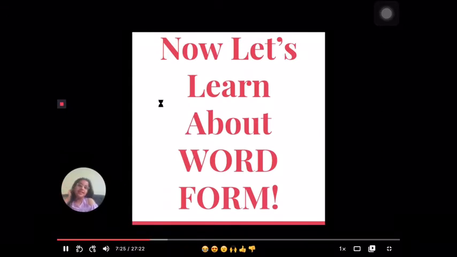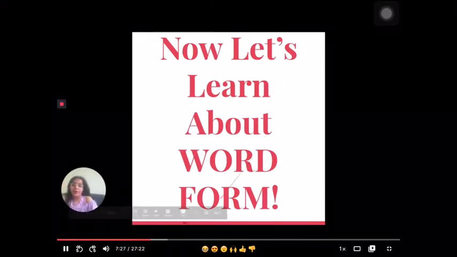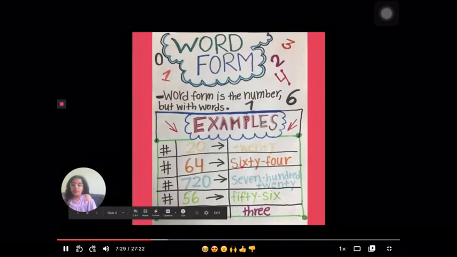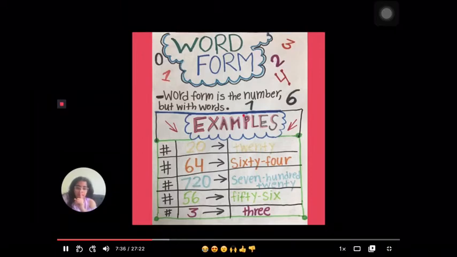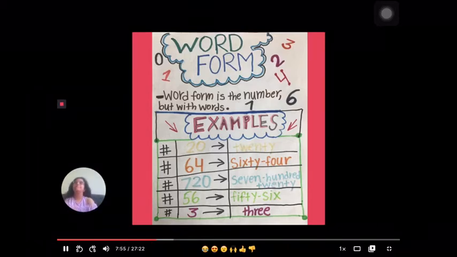Alright. So, seriously, we're going to learn about word form. Okay, so let's move on. So word form definition is basically the number but with words. So if I was to have a number called 5, I would still have the same number in word form, but with the letters. So you guys just learned about standard form.